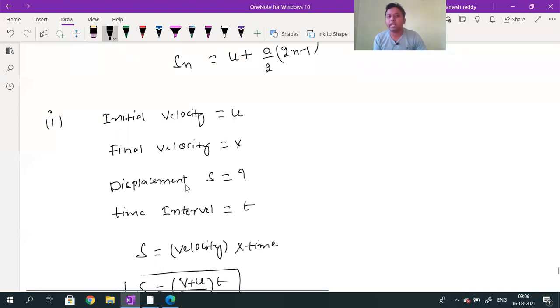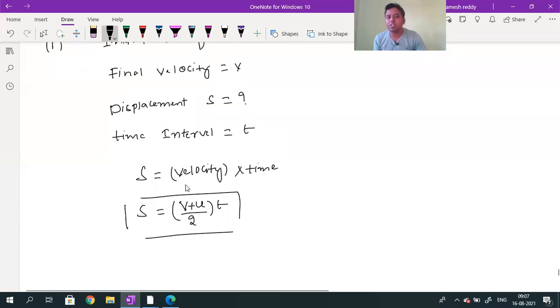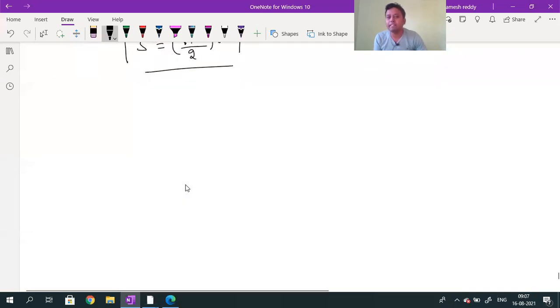A body is moving with the initial velocity u. After a time t, the final velocity of the body is v. So what is the displacement of the body? Displacement is equal to velocity into time. Here, which velocity can I consider? Average velocity: (v plus u) by 2 into t. Okay, first point, is it clear?